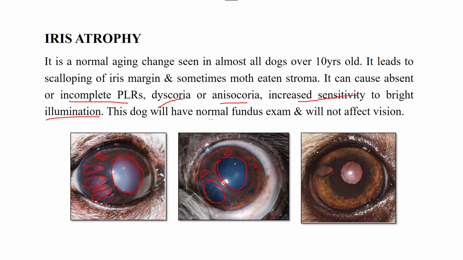But this dog is going to have a normal fundus exam and it will not affect the vision. If you perform ophthalmoscopy or fundoscopy, the fundus, that is the back portion of the eye, is going to be normal, and it will not affect the vision.